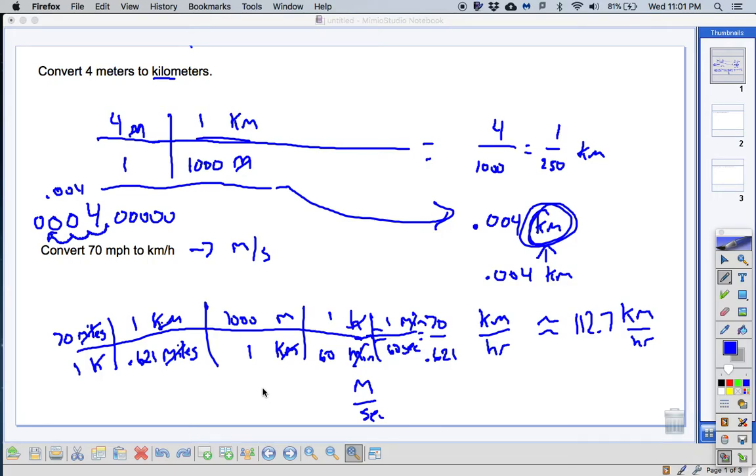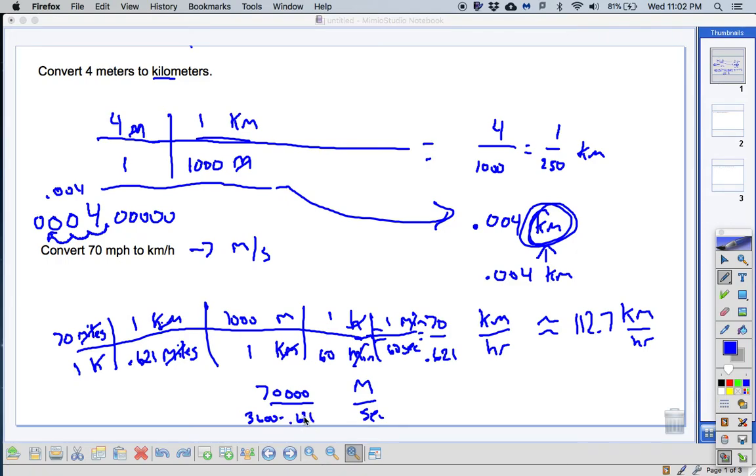So that's going to be 70,000 on the top, because the 1 times 1 times 1 doesn't do anything. 7 times 1 is 7. I got 1, 2, 3, 4 zeros. So 70,000. On the bottom, we got 1 and a 1. Those go away. 60 times 60 is 3,600 times 0.621. So we got 3,600 times 0.621.